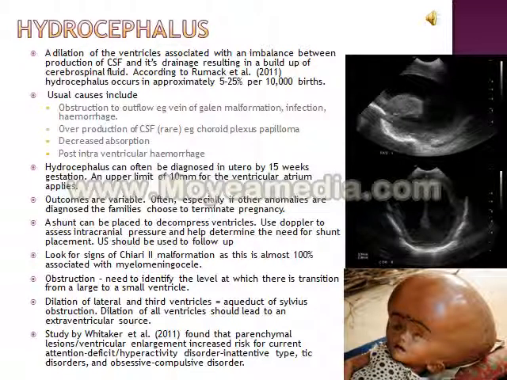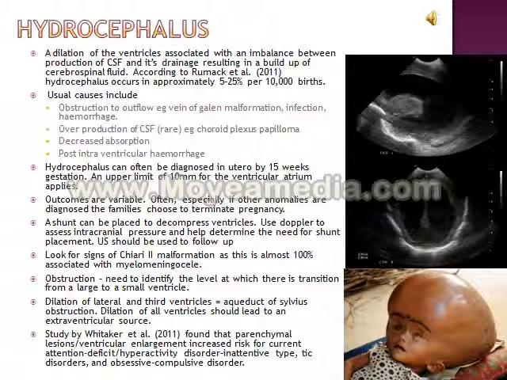According to RUMAC, hydrocephalus occurs in approximately 5 to 25% per 10,000 births. Causes include obstruction to outflow, for example, vein of Galen malformation, infection or hemorrhage; overproduction of cerebrospinal fluid, which is rarer, an example is choroid plexus papilloma; decreased absorption, or post-intraventricular hemorrhage. Hydrocephalus can often be diagnosed in utero by 15 weeks gestation.